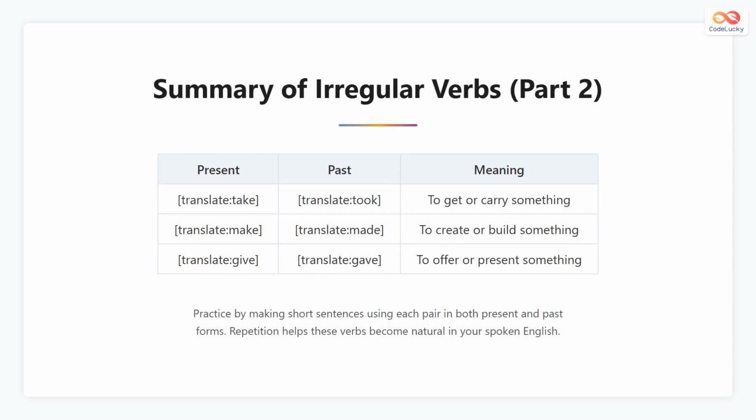Let us review what we learned. The verb take becomes took and means to get or carry something. The verb make becomes made and means to create or build something. The verb give becomes gave and means to offer or present something. Each of these verbs changes form in the past, but keeps its same basic meaning. Practice using these words in simple sentences every day, both in present and past forms, to build confidence in your English speaking.